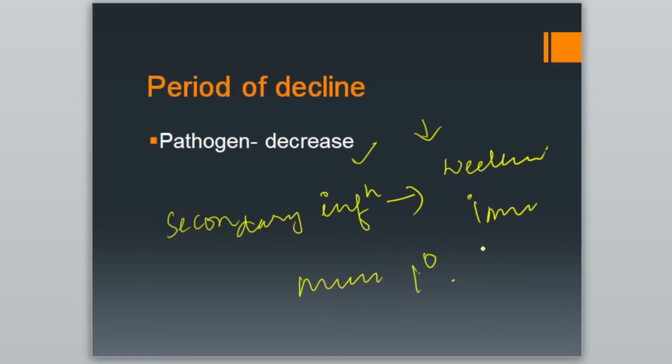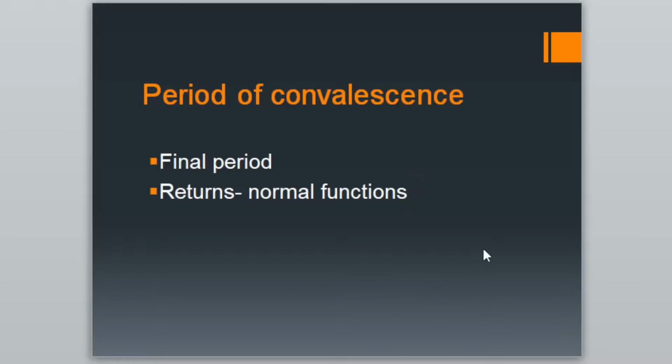Now, the final period is the period of convalescence. During this stage, the patient generally returns to normal function. Although some diseases may inflict permanent damage that the body cannot fully repair, this is the period where the patient usually returns to normal function.